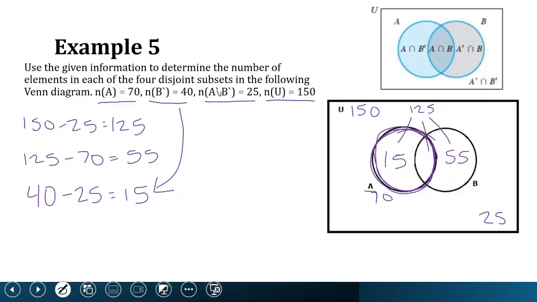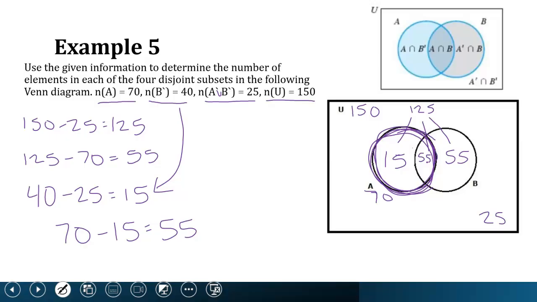And now we can figure out what our middle number is. So we know that these all three have to add up to 125. Or you can take the subset 70. So I know that all of A is 70, minus the 15 equals 55. So 55 is that common number. And you can double check by adding 15 plus 55 plus 55 is 125.